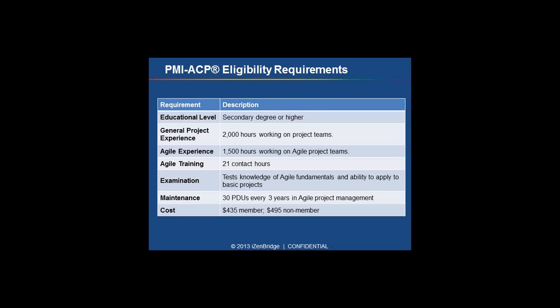One has to attend 21 contact hours of training in order to become eligible for PMI-ACP certification. And you can go and give the exam in various Prometric centers. It's a certificate by PMI, which is more known for project management PMP certification, but they do have a certification for Agile.